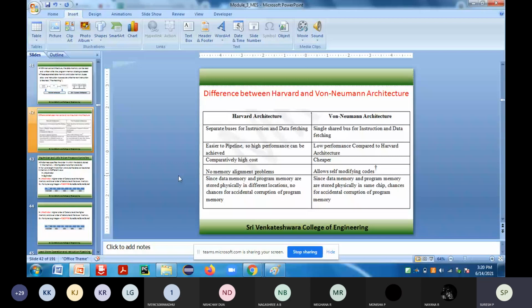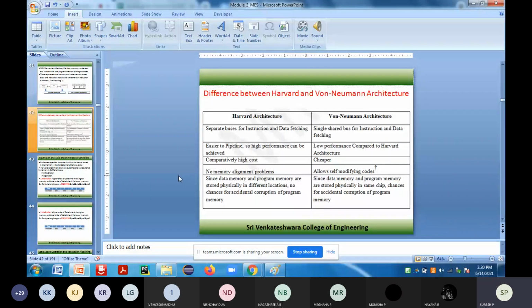Now, in the Harvard architecture, since you have a separate data bus as well as an address bus, if you are separating the buses, one extra additional component is needed. So obviously the cost will become high. It has comparatively high cost compared to the Von Neumann architecture, which is cheaper.